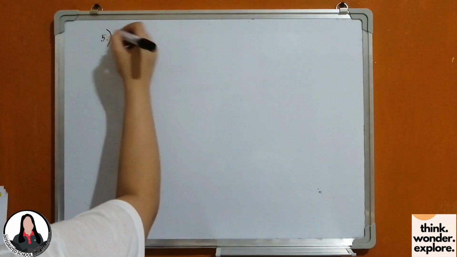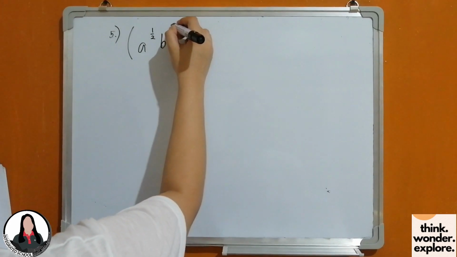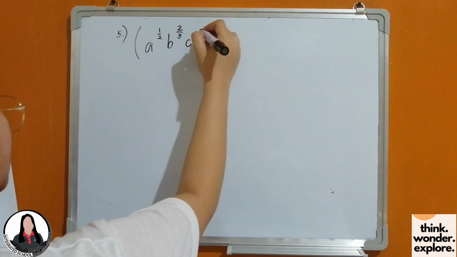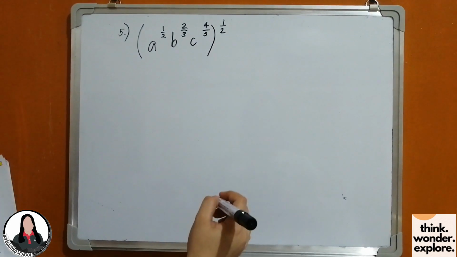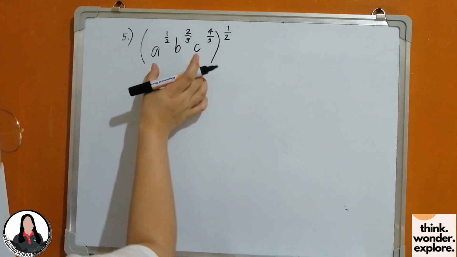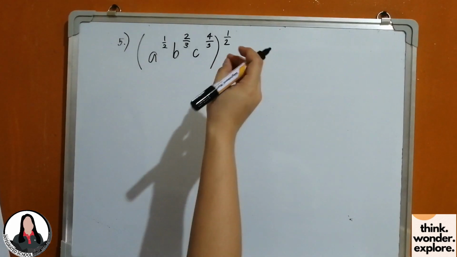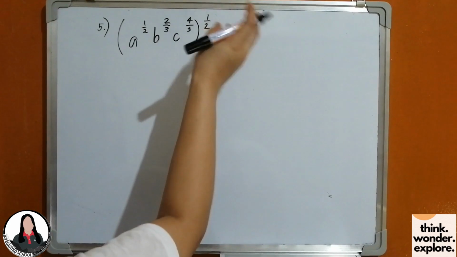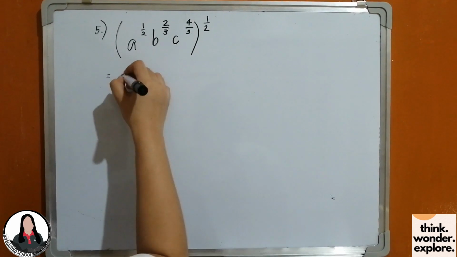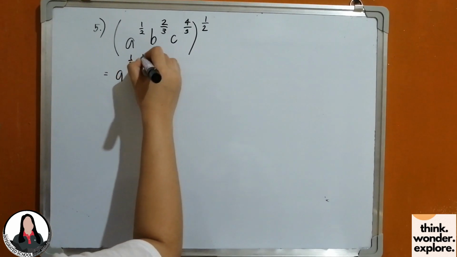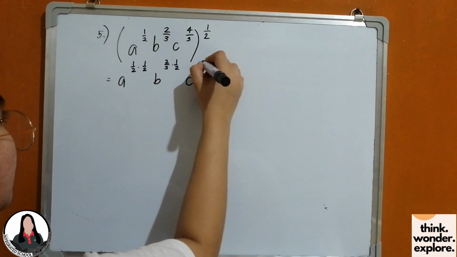So, for the fifth example, given in your module, we have a raised to 1/2, b raised to 2/3, and c raised to 4/3, the quantity raised to 1/2. Dito, gagamitan natin siya ng power of a product rule. Since multiple factors are inside the parenthesis wherein yung buong quantity sa loob ng parenthesis ay nakaraise sa isa pang exponent, ang gagawin lang natin, we have to distribute the exponent with the factors inside the parenthesis. Simply, that is a raised to 1/2 times 1/2, b raised to 2/3 times 1/2, and c raised to 4/3 times 1/2.